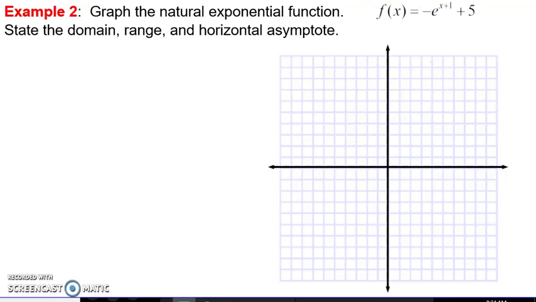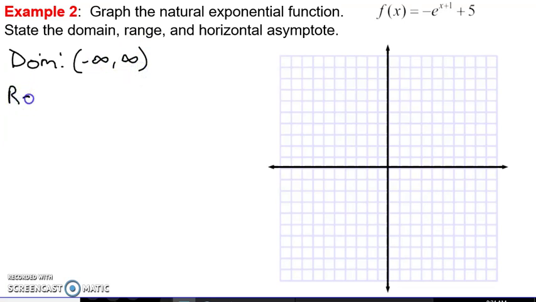Let's look at example 2. Example 2 says graph the natural exponential function, state the domain, range, and horizontal asymptote. So remember, we know our domain. No matter what, our domain is all real numbers, so negative infinity to positive infinity.